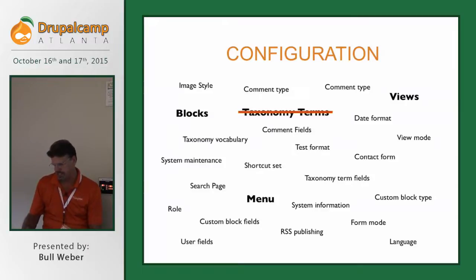With respect to configuration, config translation has been standardized. Much of the I18N suite of modules is put into core. It eliminates so much guesswork. Taxonomy terms aren't even a part of config translation anymore.